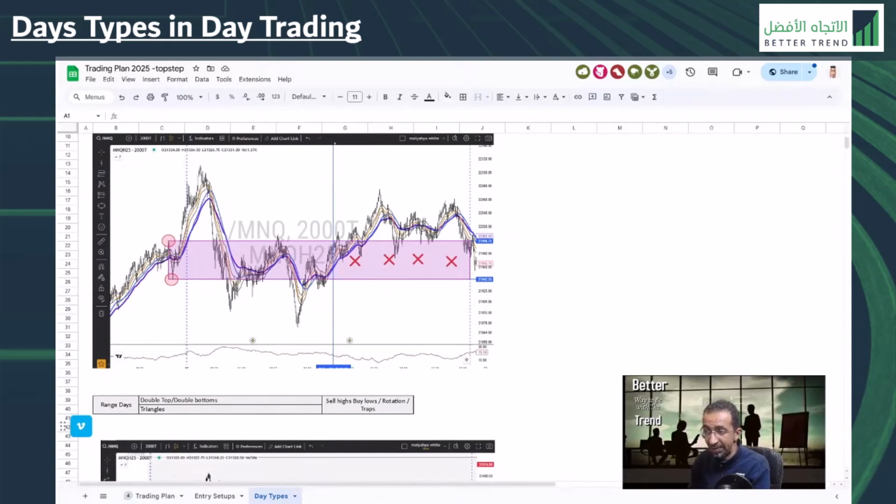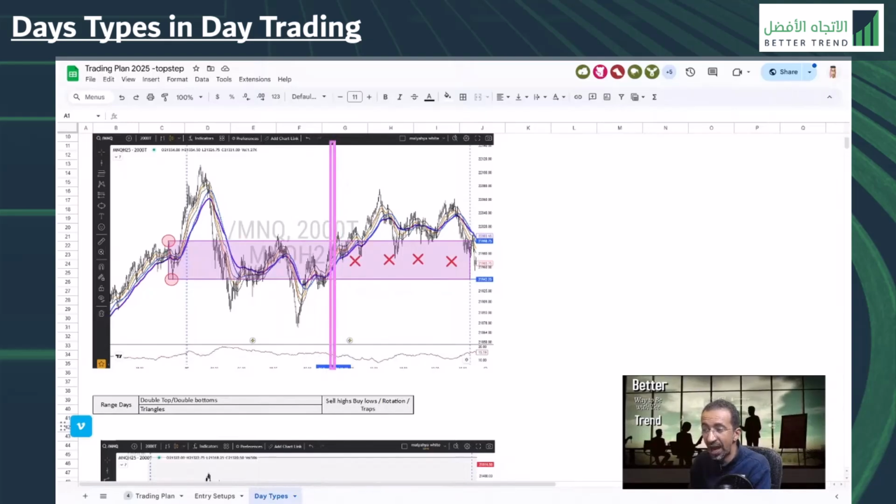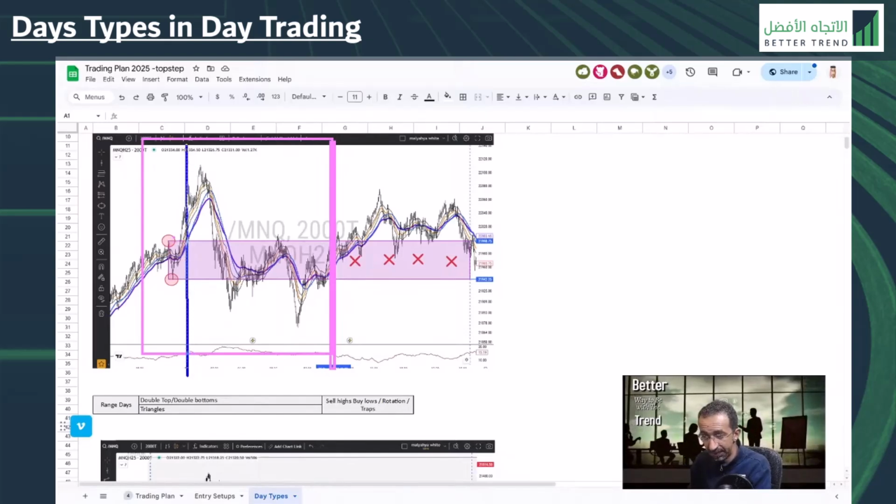We define the type of day at the opening bell, 9:30 Eastern time or 8:30 Central time. At 8:30 Central time, you have to define what type of day you are dealing with. This is a chop day. Why? Look at the previous swing of the last day. The day started here, and that was the previous swing, high and low.